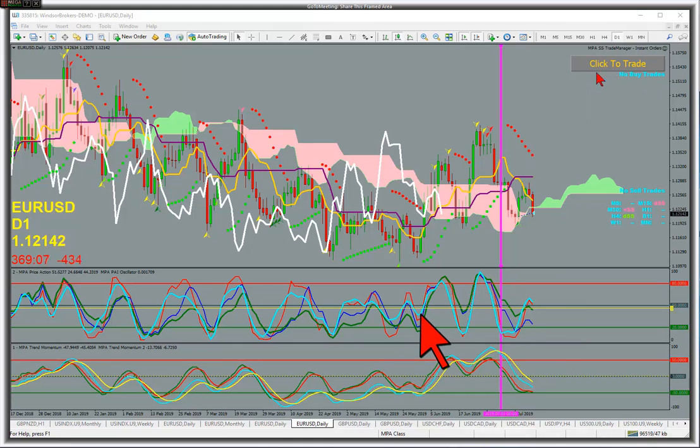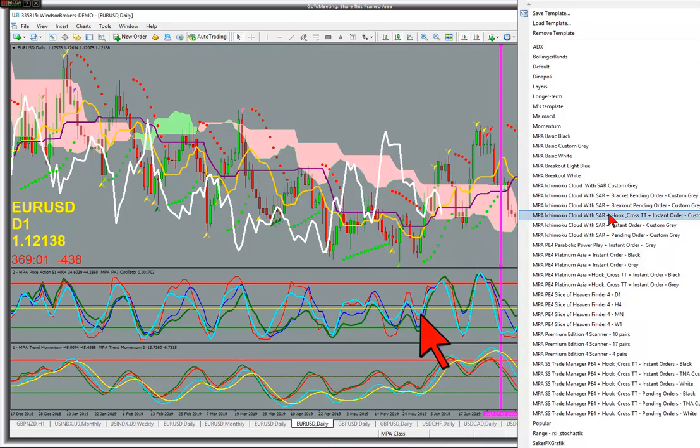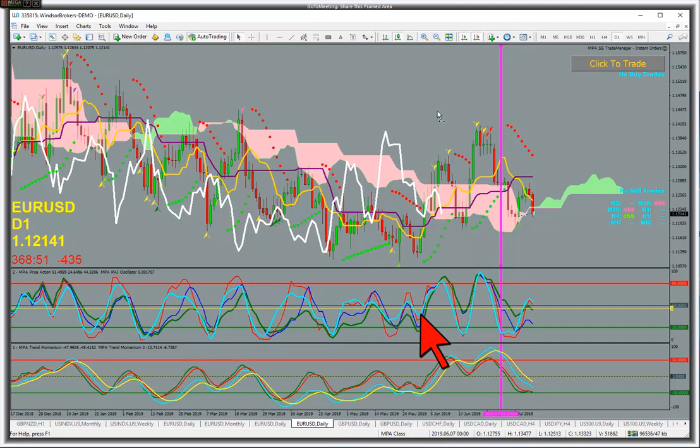You go to your expert advisor, which in your templates folder happens to be this one right here, MPA Ichimoku Cloud with SAR plus hook and cross trade trigger with the instant order trade management system. Over the days, weeks, and months, we're going to cover every component, but the primary component of our trade management systems is going to be the instant order. That's the primary one you're going to use.